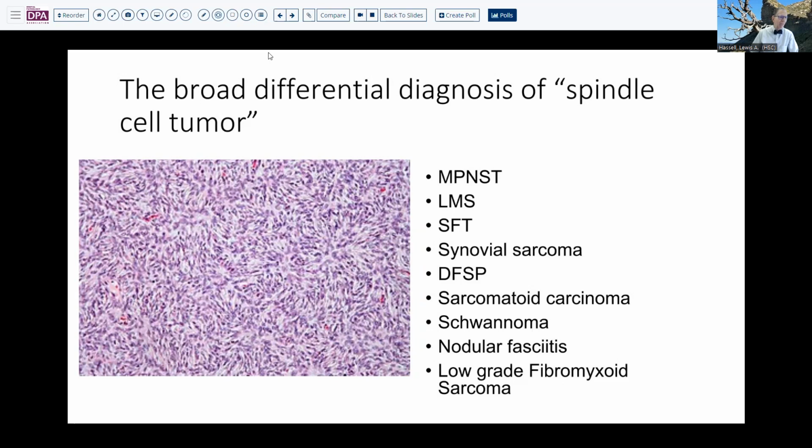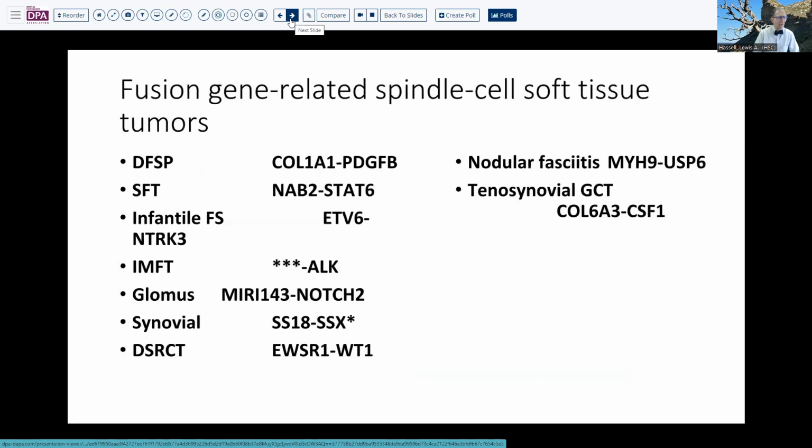Of course, there can be other benign and malignant lesions that have even focally spindle cell appearance. What's notable is that many of these more monotonous spindle cell lesions tend to have a fusion gene, translocation or something of that sort.